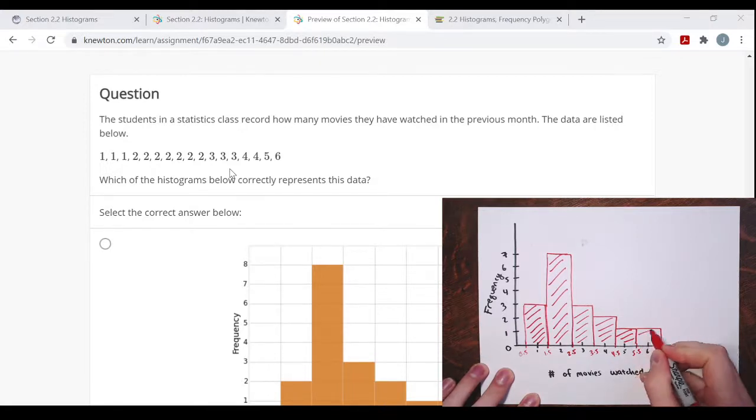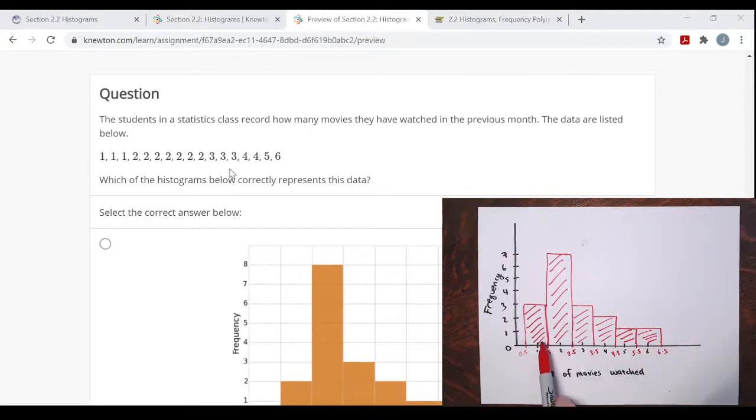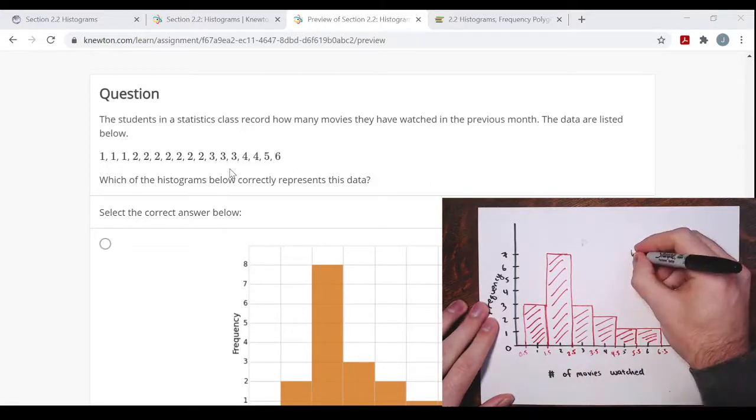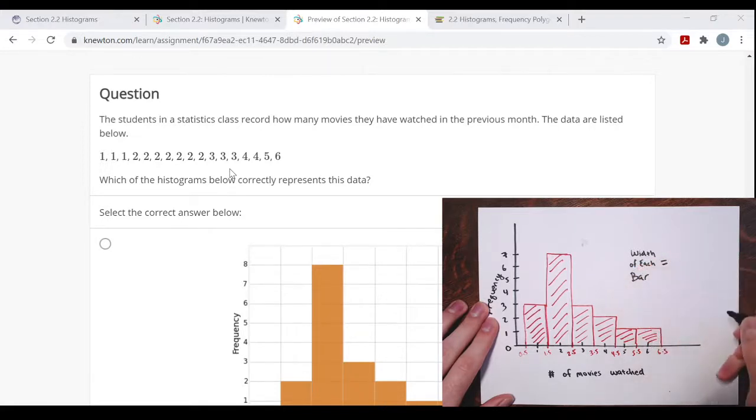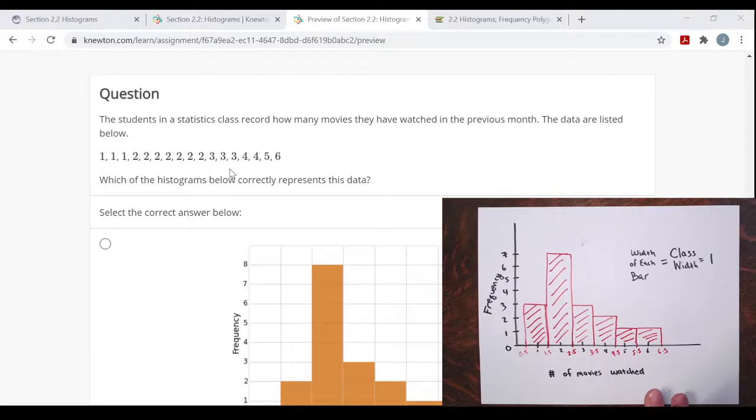So there's 6 bars, and every single bar has a width, called the width of the bar. The width of each bar is called the class width, and that was 1 unit in this particular case. In other cases it'll be a different number, but just know that every bar needs to be the same. But this is how I would create a histogram for this set of data by hand.